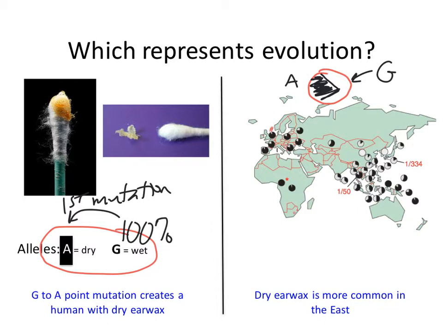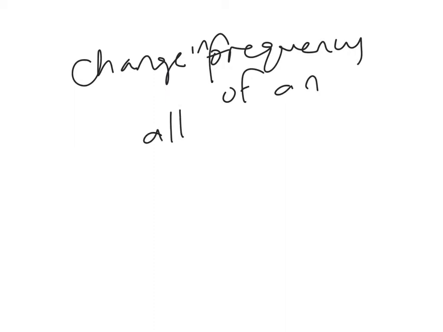So that maybe lets us revise our definition of evolution and natural selection a little bit. Evolution is the change in frequency of an allele over time in a population. Because of course, within an individual, allele frequencies don't change. You're born with your allele frequencies, you die with them. That's it. So this implies that we're talking about a group of individuals.